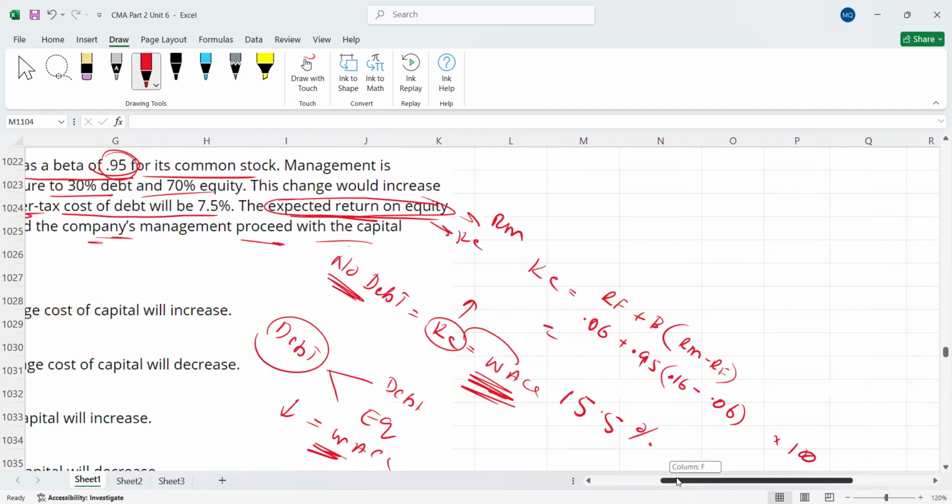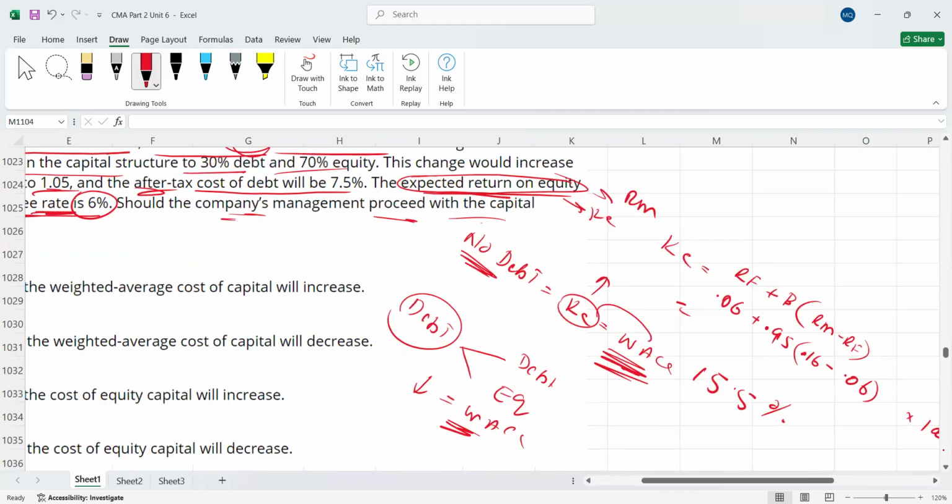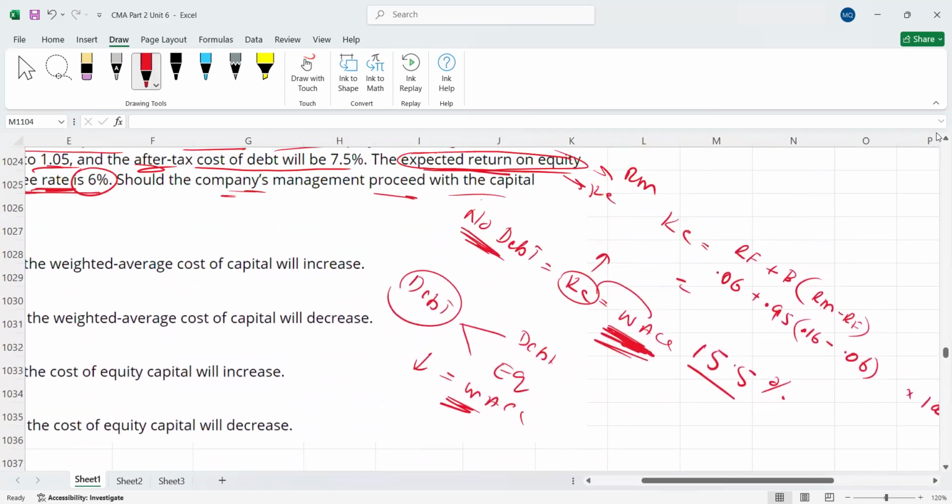Now you have to calculate the new WACC. This is the old WACC, the old cost of equity, which is equal to WACC in case of no debt. It was 15.5%. Now you have to calculate the new WACC. This formula you will use now for the new WACC.